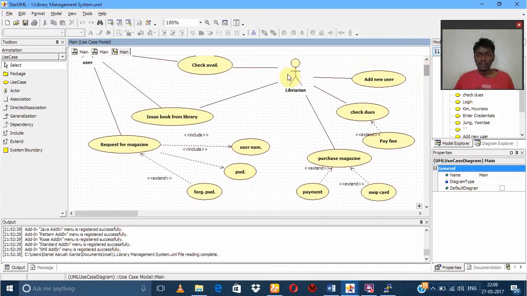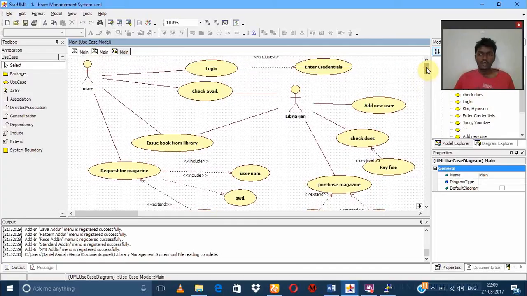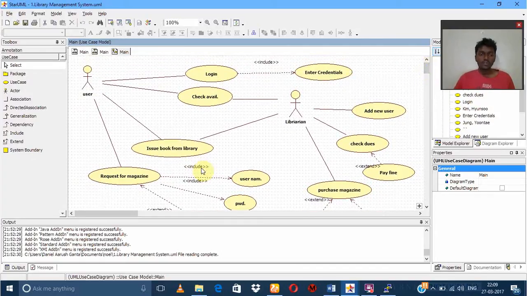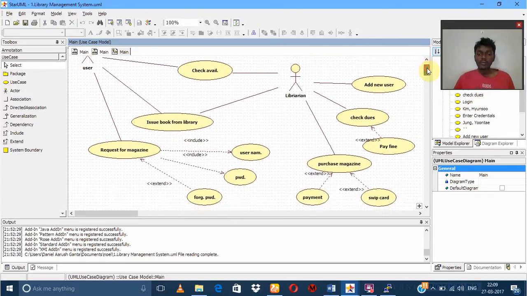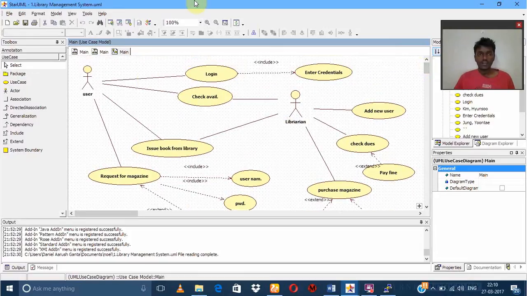Next, we have new orders from the librarian. The user requests a magazine, and in this process he types his username and password, and if he forgets the password, there are some other functions. So, issue book from library. The librarian can also purchase more magazines for the library that he is running.